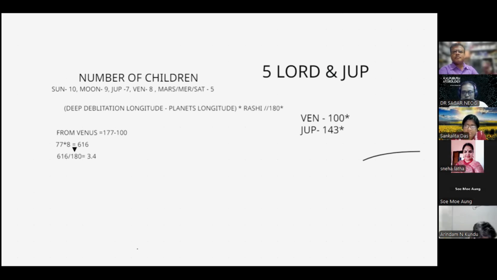So the formula is: deep debilitation longitude of the planet minus the planet's longitude, multiplied by the number of Rashmi produced when the planet is absolutely exalted. Venus is 8. So the deep debilitation degree of Venus, 177, minus Venus longitude, 100, is 77. Multiplied by 8, the Venus absolute number of Rashmi, it is 616, divided by 180. So it is 3.4.